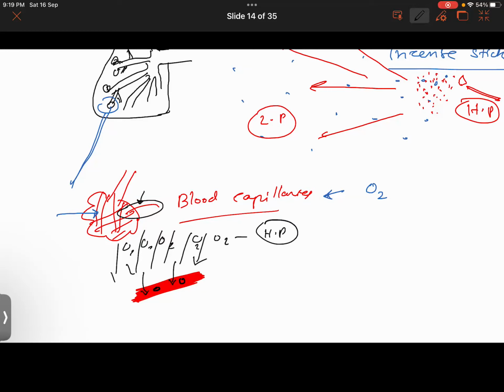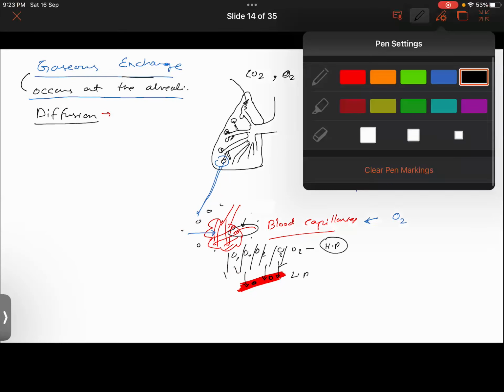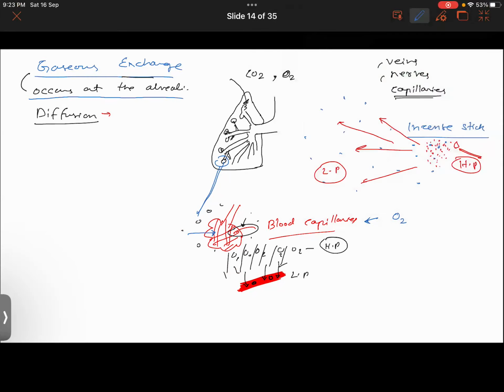Okay, so what did you get from it? How is the movement taking place? Explain to me. In the process of diffusion, the oxygen goes into the blood capillaries. So why is it actually happening? Because of a difference in what? The pressure, sir. Pressure difference. Yes, that is the thing.